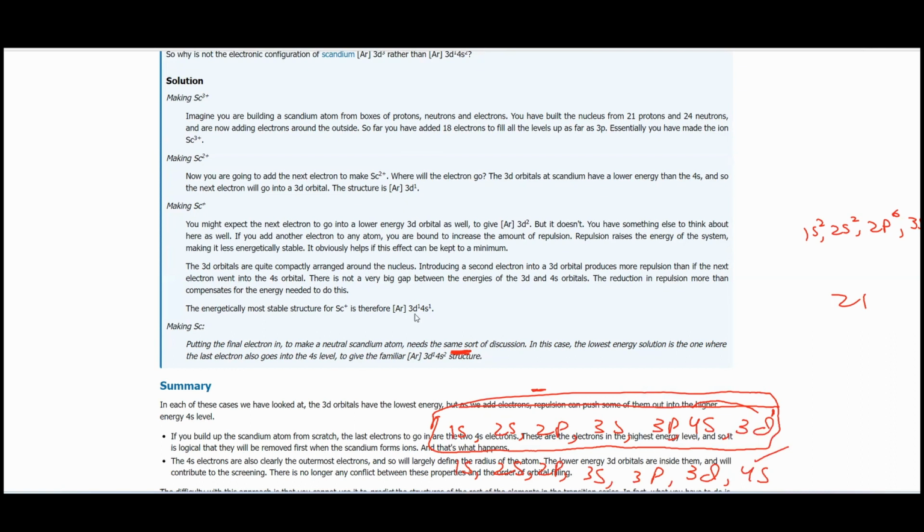One electron in 3D, so you just don't do anything else. No, you just keep one electron in 4s and one in 3d. Why? To avoid that spinning effect and avoid that repulsion, so to keep them as far from each other as possible. That's why I keep them in different subshells. Does that make sense? Yes.